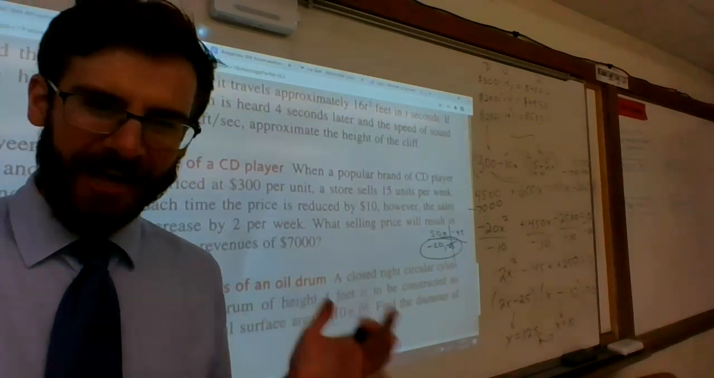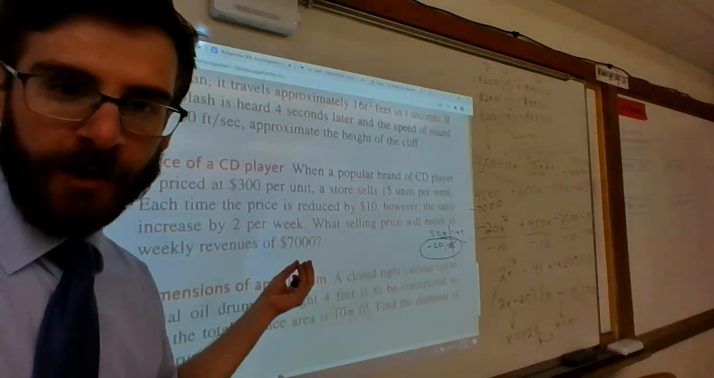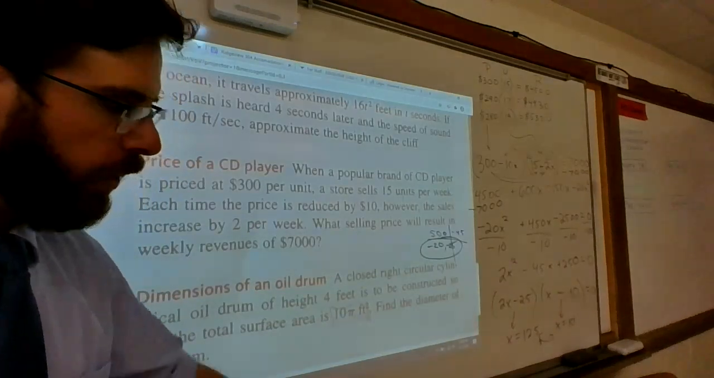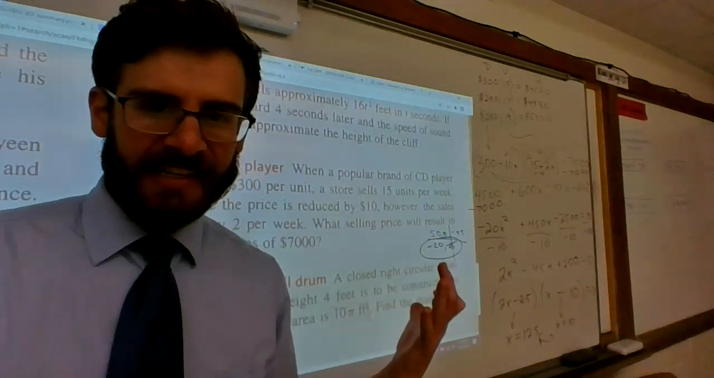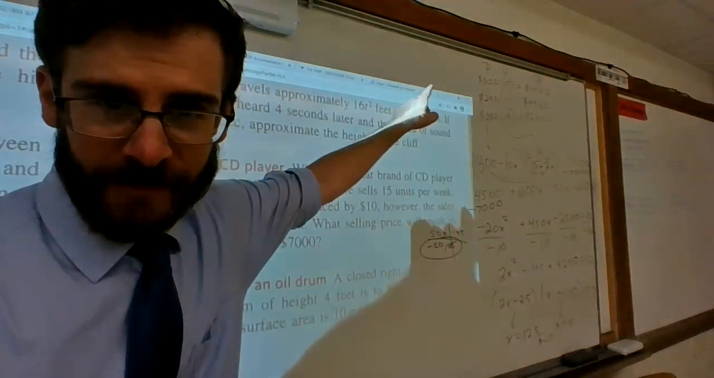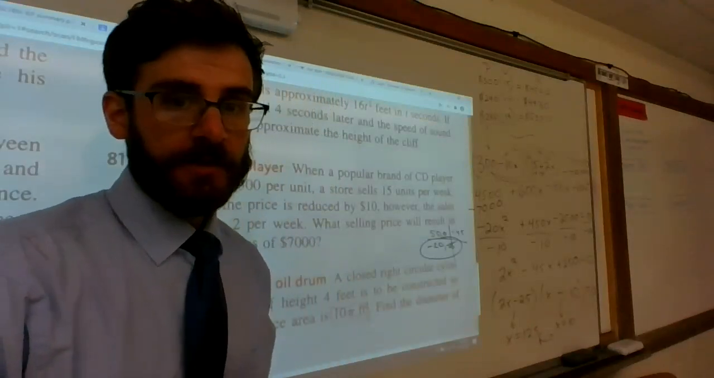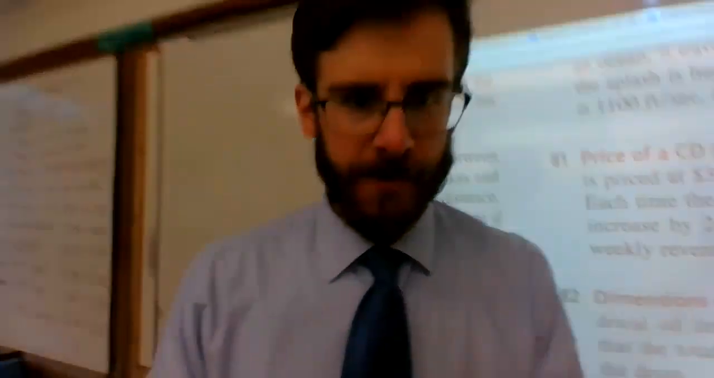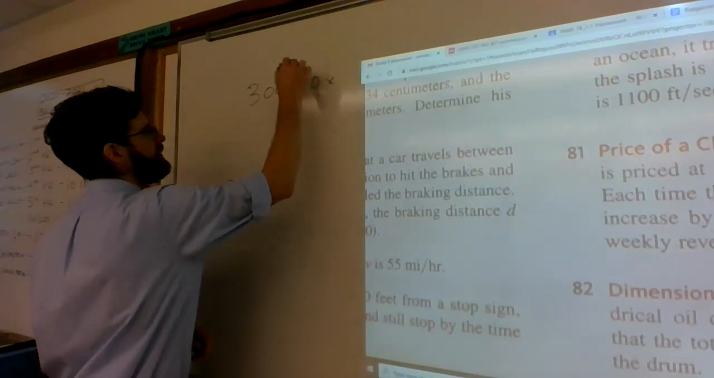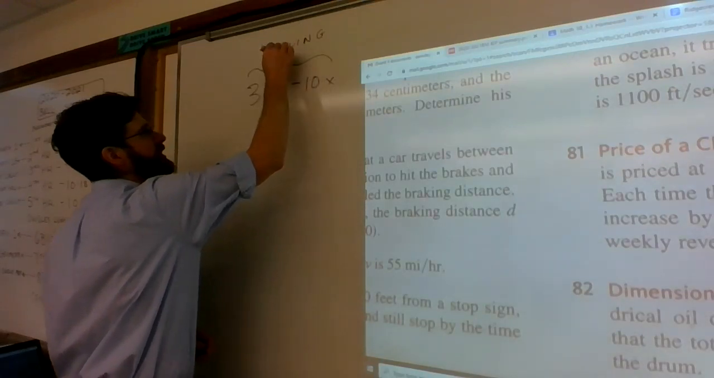All right, so now, what is the selling price to create a weekly revenue of $7,000? Well, x doesn't equal the selling price. The selling price is the expression for P, 300 minus 10x. So what we do is we take 300 minus 10x. This is the selling price expression.